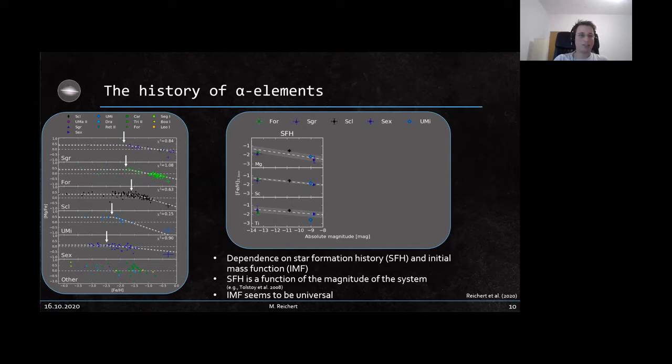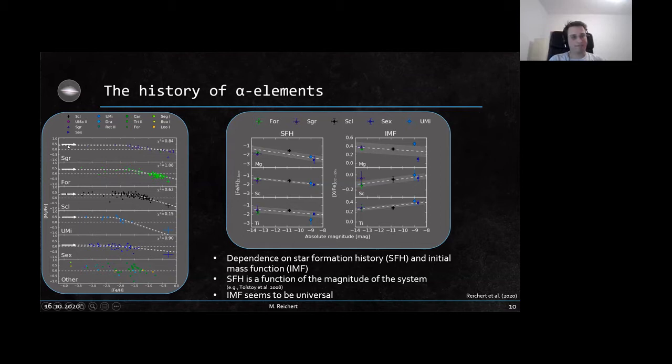Another interesting thing that you can look at is this plateau value, because the plateau value should be sensitive to the progenitor mass of the core-collapse supernova, because you expect different masses of core-collapse supernova to produce a different magnesium over iron ratio, and therefore this is the average, and therefore it traces the initial mass function of the stars, basically.